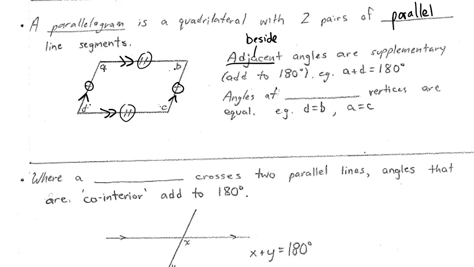Angles at opposite vertices are equal. That's the other property of a parallelogram: A is equal to C. These two are equal. Likewise, D is going to be equal to B. So remember that. Adjacent angles are supplementary, they add to 180. And angles at the opposite vertex are equal.